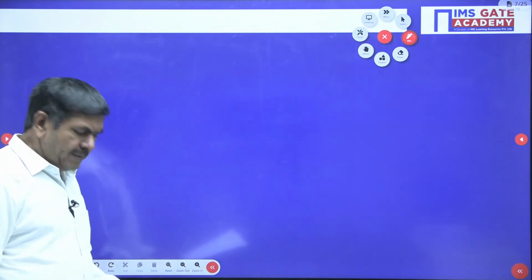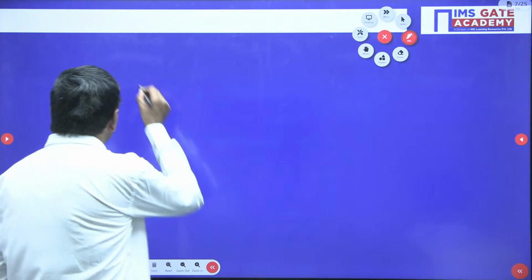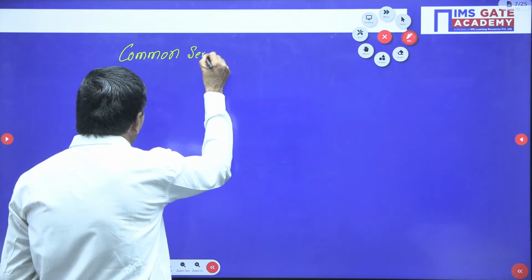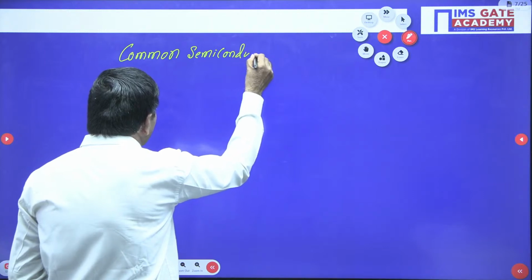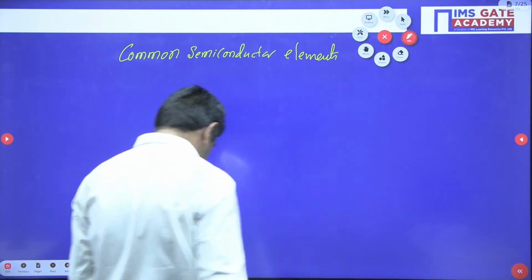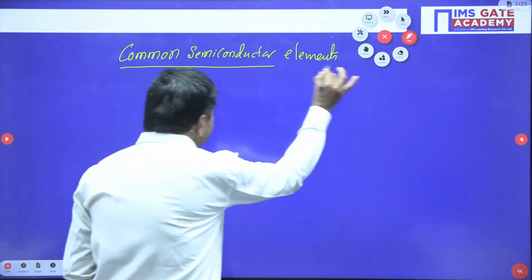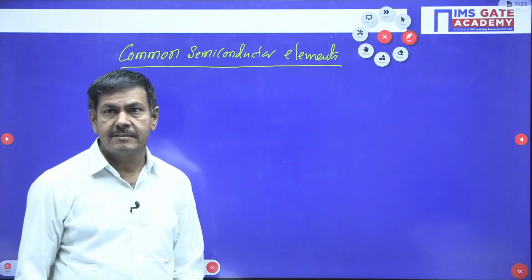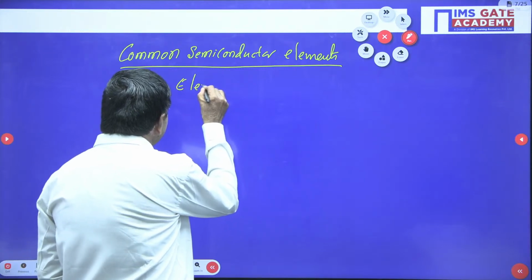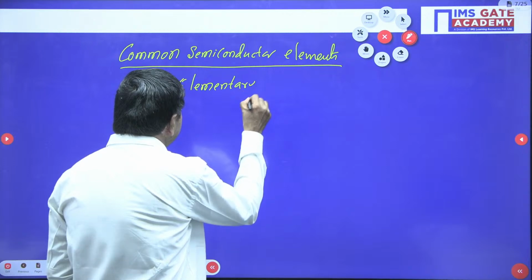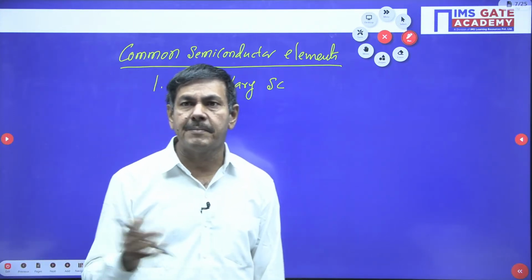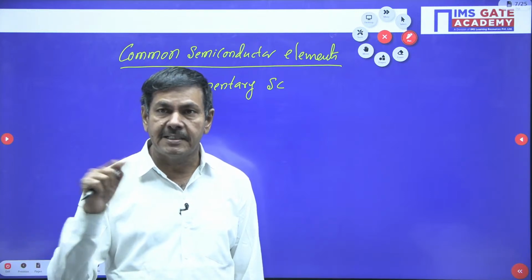Now, common semiconductor elements we are using. That is very important. Mostly we are using two types of semiconducting material. The first one is the elementary semiconductor. The elementary semiconductors are nothing but what we explained, germanium and silicon. Those two will come under elementary semiconductors only.